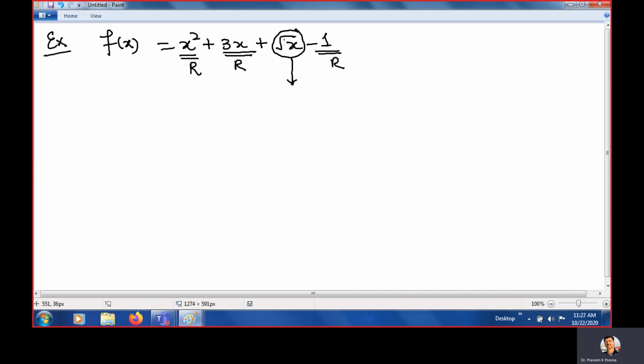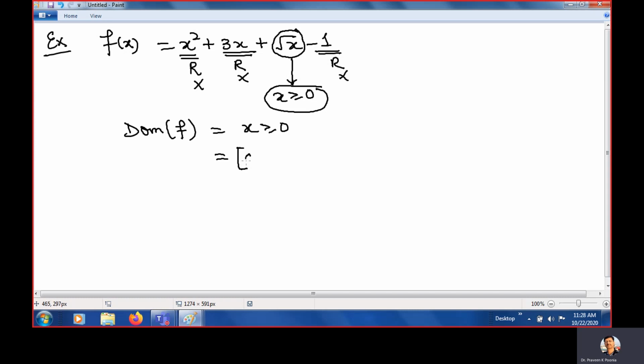And what is the domain? Because this is a radical function of order 2, what will be the condition? x greater than or equal to 0. And we will not consider these others, because they have a smaller domain than these real values. So what is the domain? Domain of f(x) here is x greater than or equal to 0. And this may be written as 0 to infinity.